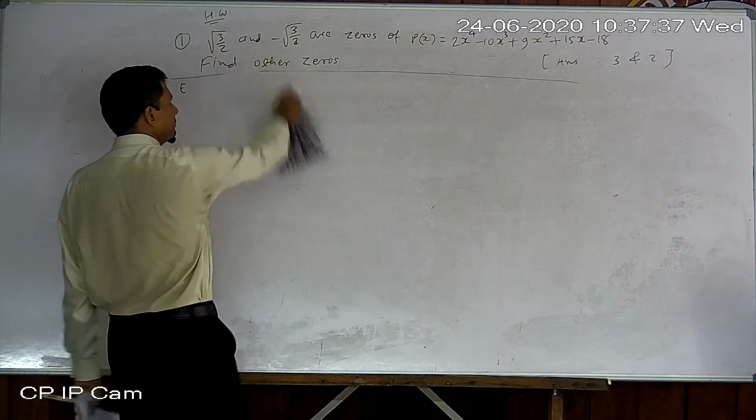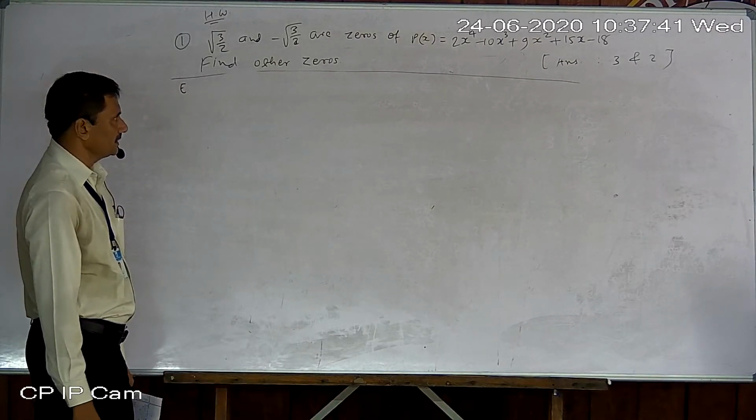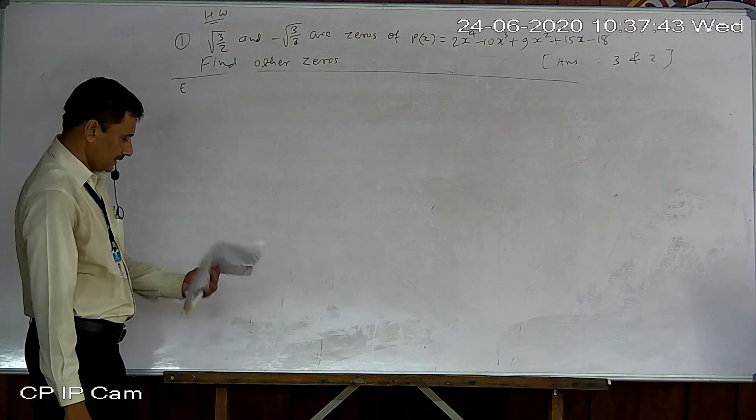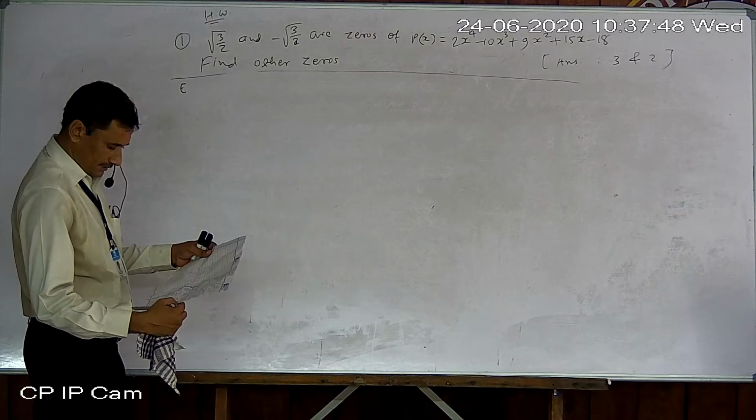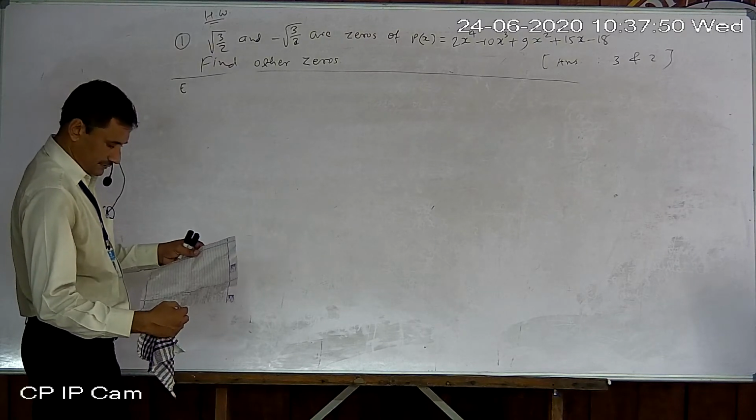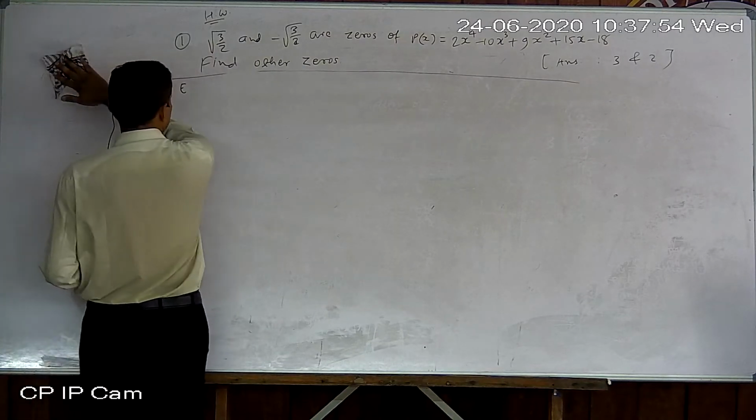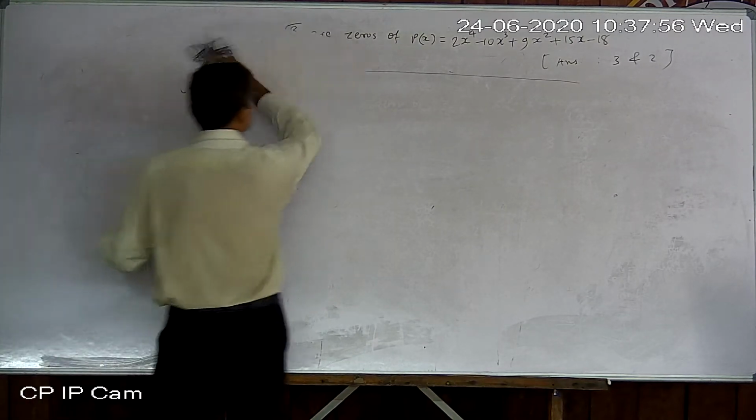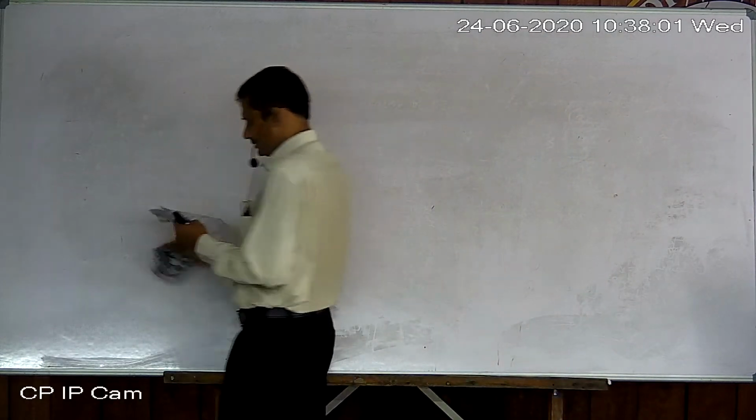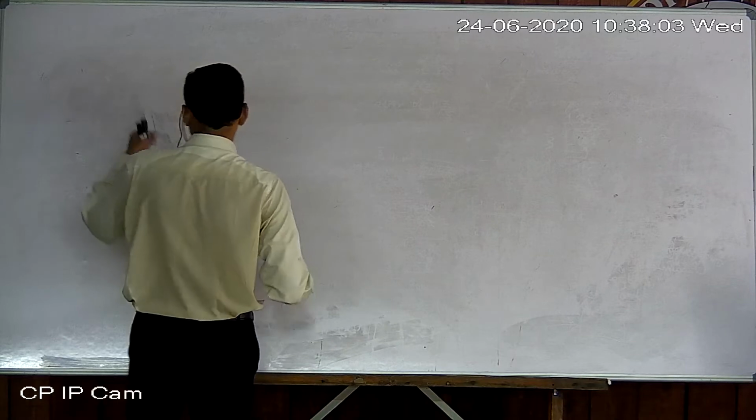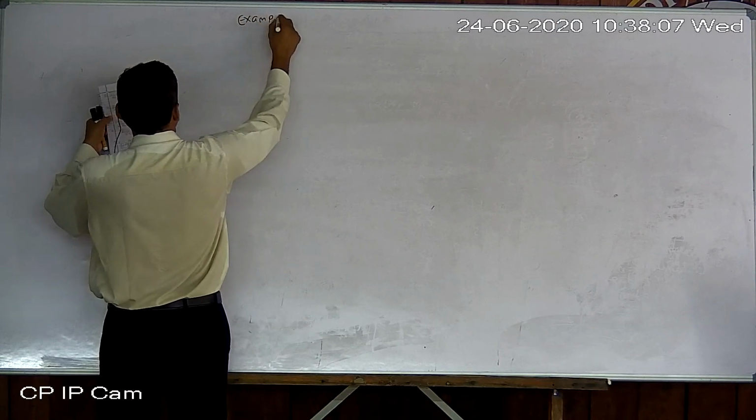Root 3 by 2 and minus root 3 by 2 are zeros of p of x, 2x4 minus 10x cube plus 9x square plus 15x minus 18. Find other zero. Answer will be 3 and 2. Now example 8. Nothing is new there. Only one thing is new. So example 8. Okay, so our next sum is from there on.